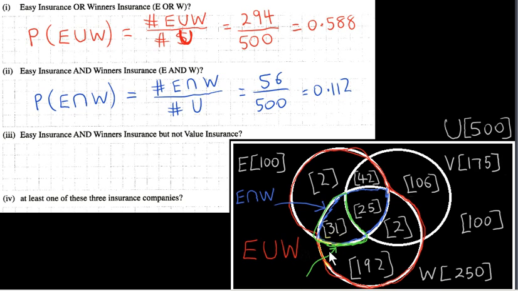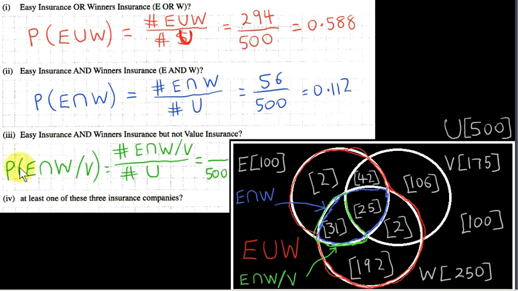So this is E intersecting W. That's what E and W means. But we need to subtract away from it V. So we would read this as E intersecting W less V. This forward slash means less V. So to get the probability of this event, we put the number of elements in this event, which is 31, over the number of elements in U, which is 500.